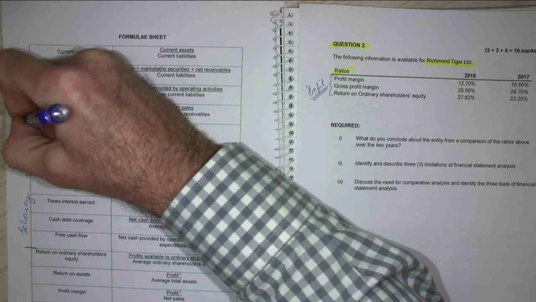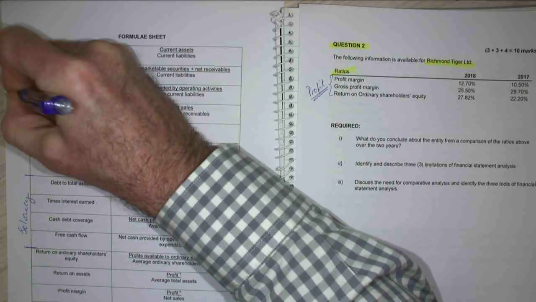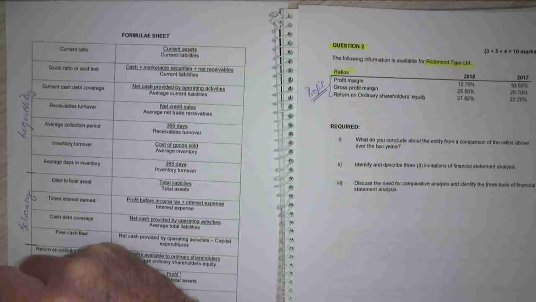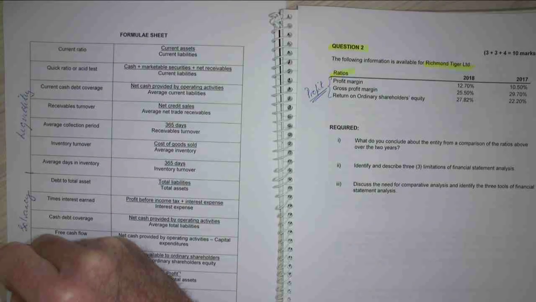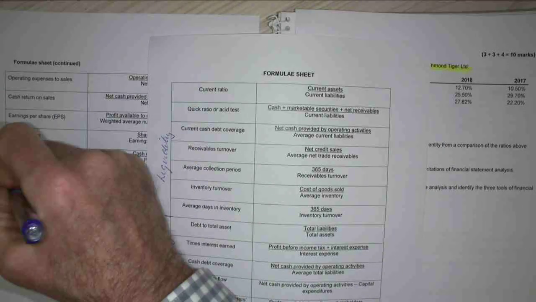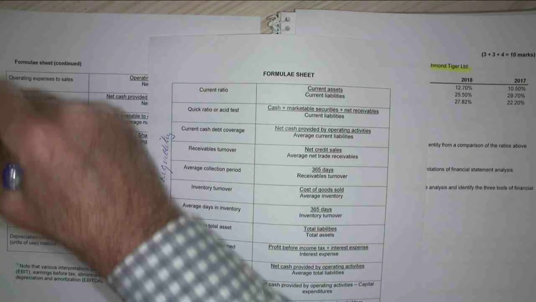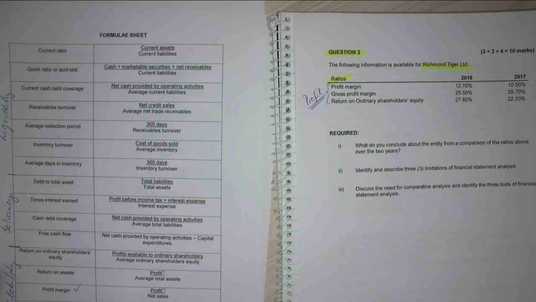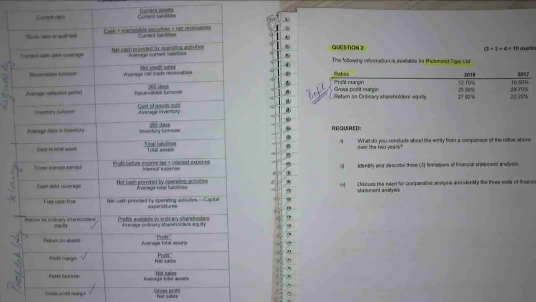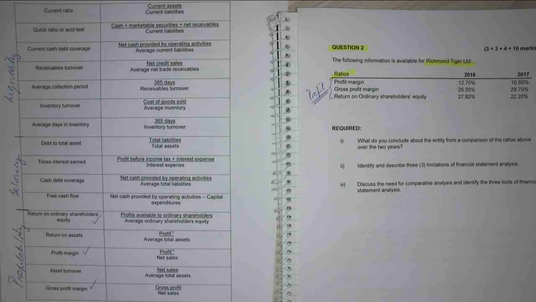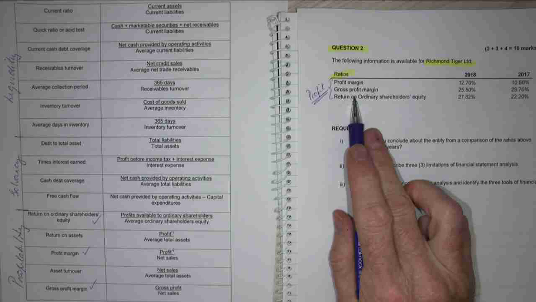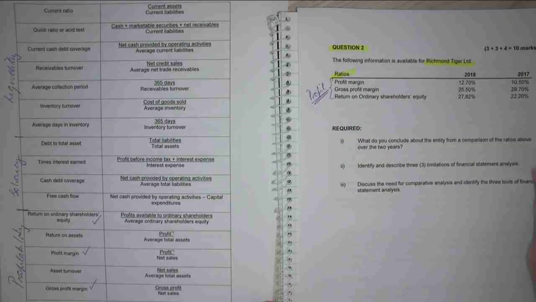Solvency, liquidity, and profitability. The profitability goes over the page, all the way down to capital expenditure. And we can see our profit margin there, gross profit margin and shareholders' return. I'll pop that up on screen. So those are the three that we're dealing with here. They're all profitability, so we'll be asked to comment on the profitability of the organisation.